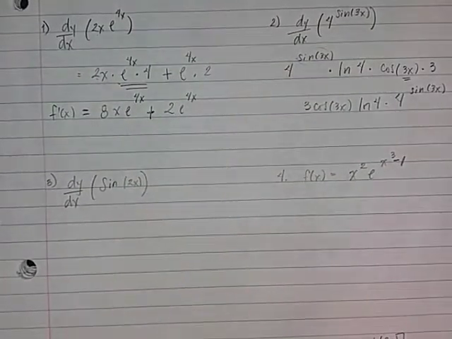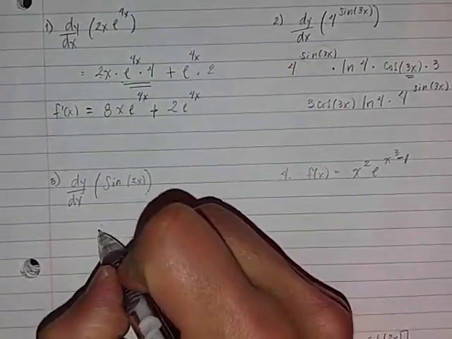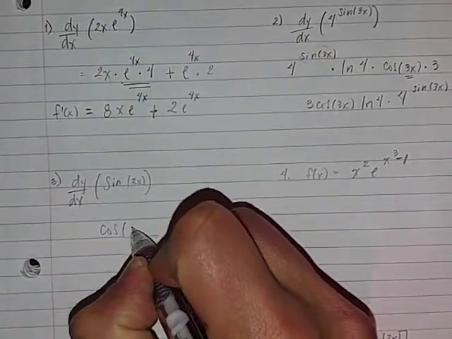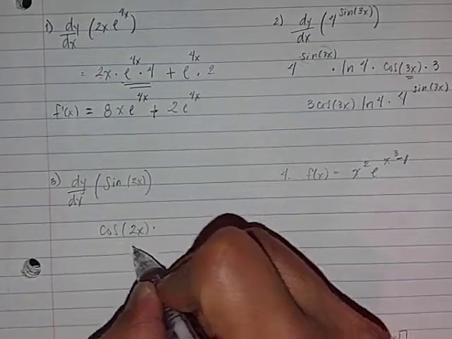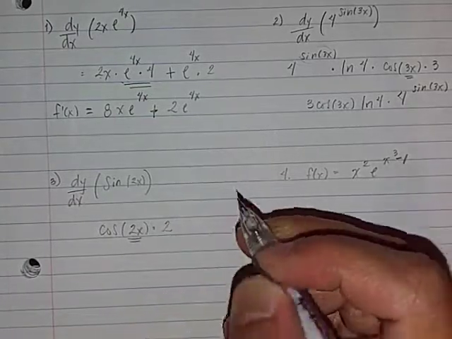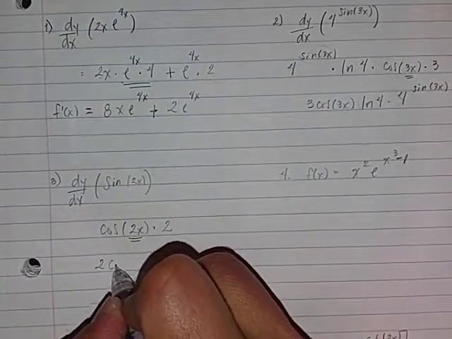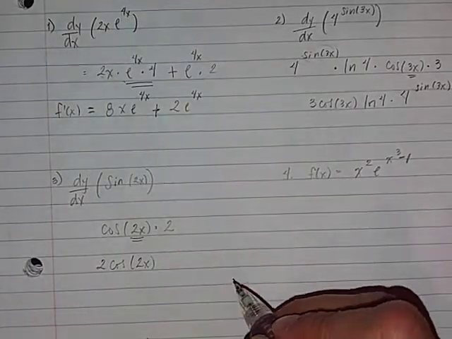Next one, number 3. This one doesn't seem too hard. The derivative of sine is actually just cosine. But remember, just write out whatever's inside, and then go ahead and use the chain rule. The derivative of the inside is 2. So the answer is 2 cosine of 2x. Okay, that would be your derivative.